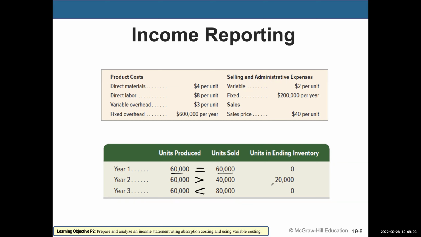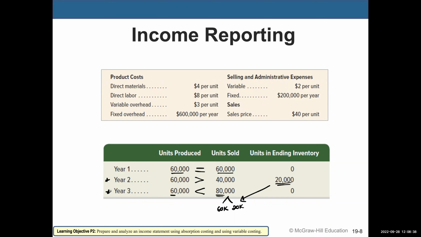Essentially, this means in year 2, we had some inventory left over, excess inventory, but that extra inventory was sold in year 3. In year 3, essentially, we sold all 60,000 units that we made in year 3, plus we're going to sell those 20,000 from the prior year. That's how you can sell more than what you produced. Okay. When we have a difference in what was produced versus what was sold, for example, in years 2 and 3, our absorption and our variable costing income will be different.